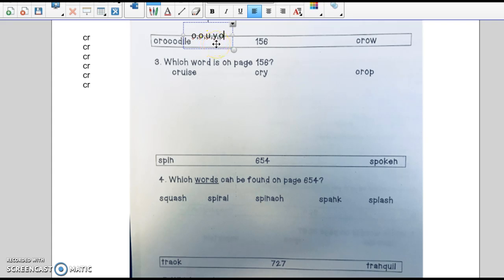A, B, C, D, E, F, G, H, I, J, K, L, M, N, O. So we have 3 CRO words that we'll have to look at first. But then we also have U and Y. A, B, C, D, E, F, G, H, I, J, K, L, M, N, O, P, Q, R, S, T, U, V.